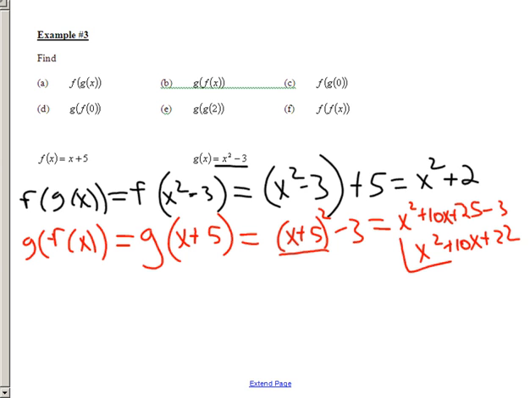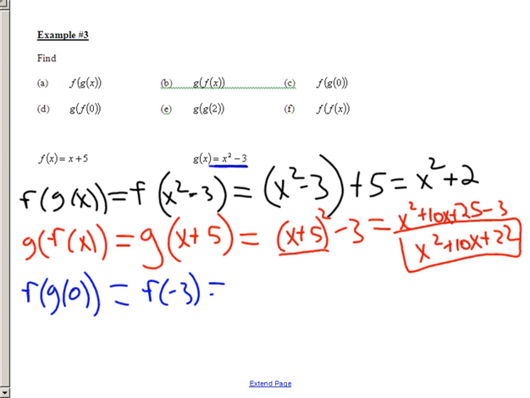That's x squared plus 10x plus 22. There it is. Okay? So don't forget to multiply out when you're squaring binomials. F of g of 0. If you take 0 and plug it into the g function right here, 0 minus 3 is negative 3. And now we plug negative 3 into the f function, which says negative 3 plus 5 is 2. Likewise, you could have just plugged 0 in right here, because you've already found the composite, and 0 plus 2 would be 2. So you can either crank out the composite again, or just use your composite function.